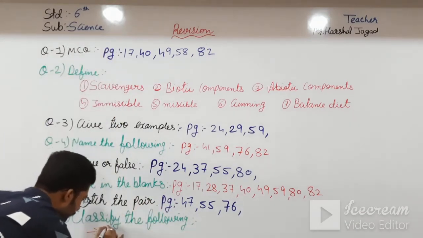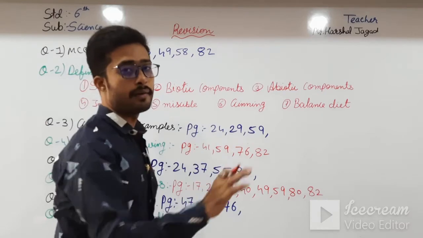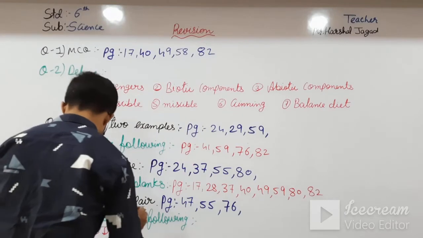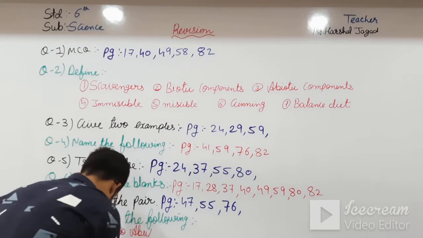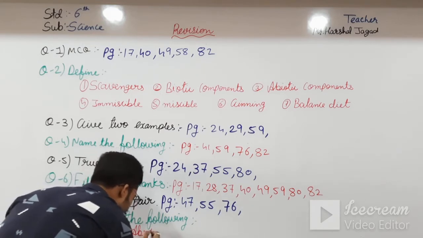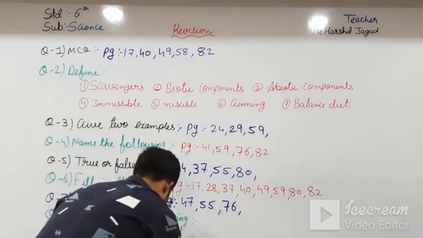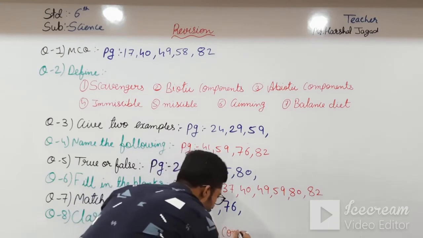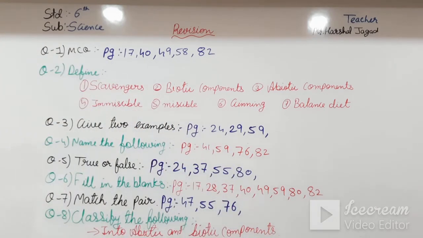into, there will be components given, all the components. Okay, students, from that you have to classify on two parts, that is abiotic components and biotic. Okay, students, abiotic components and biotic components.